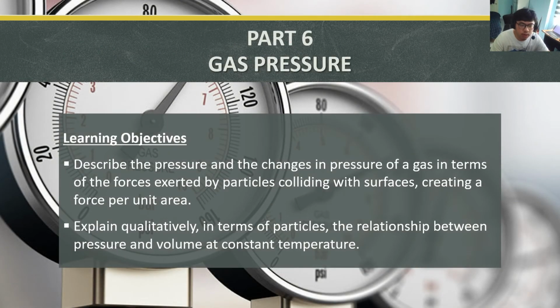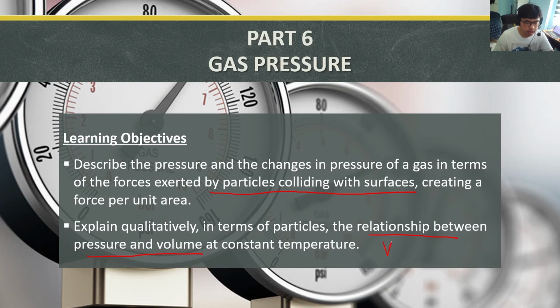So to summarize what we covered in this video lesson, you need to know two things. One, where does gas pressure come from? Gas pressure comes from the particles colliding with the surface of the container, creating pressure. The other one is the relationship between pressure and volume. How does volume affect pressure?